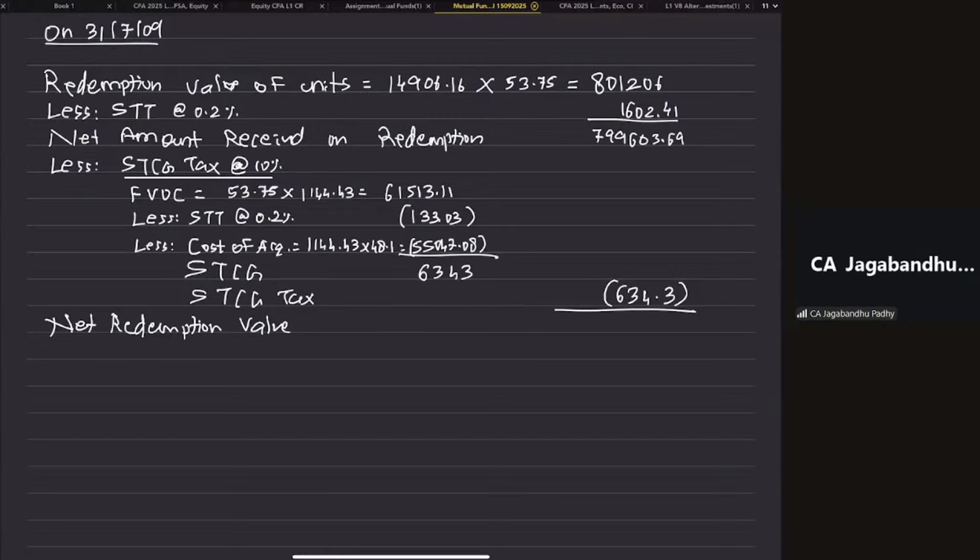Why are you subtracting it from 6343? This is the tax that you're going to pay from these redemption proceeds. So from these redemption proceeds, we are paying 634.3. So what is the net redemption value left? 799,603.69 minus 634.3, which is 798,969.39.